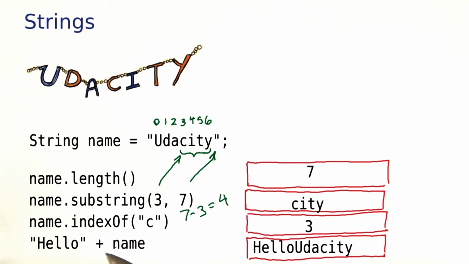And finally, you've already seen this plus operator in lesson 2. It takes two strings and glues them together, or as we like to say in programmingese, it concatenates them. So here is the concatenation of hello and Udacity. Notice there's no space in between because there was no space in either this or that string. If you wanted a space, you'd have to add a space.